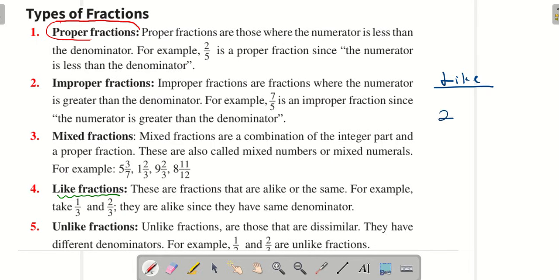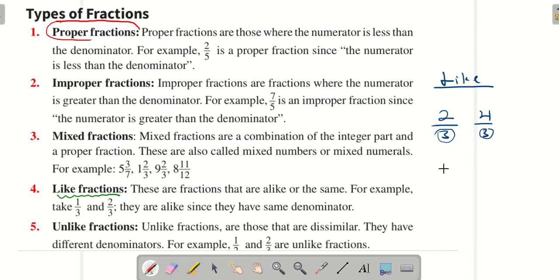So when I take 2 and I divide by 3, and I take 4 and I divide by 3, for the fact that these two fractions have the same denominator, we can conclude that the two fractions are like fractions. I want you to take your time as students and write two pairs of fractions that are alike. Let us write one more.